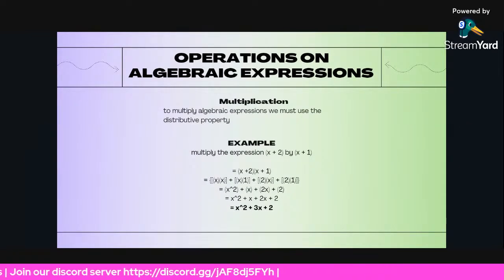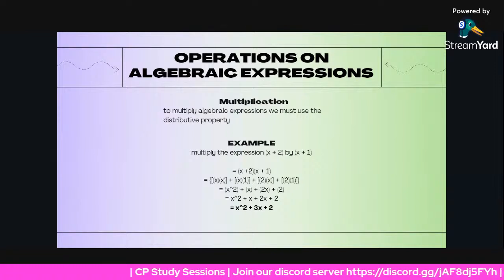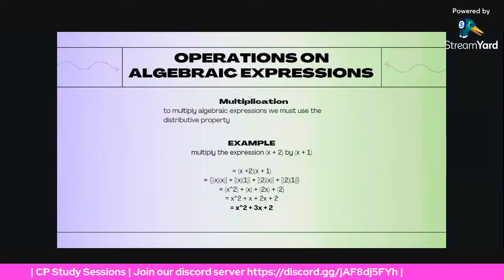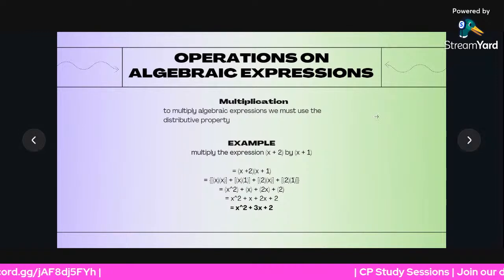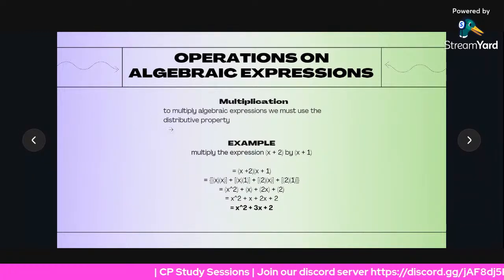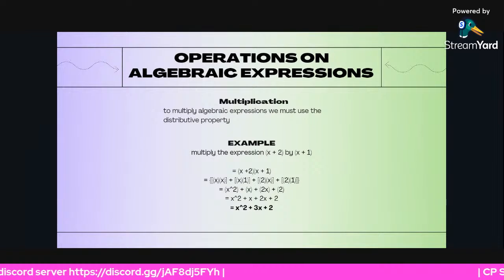So, sa multiplication naman, to multiply algebraic expressions, we must use the distributive property. So, dito, similar lang siya sa distributive property kanina. Since wala na tayong kailangang i-explain further pa dito sa pinaka-definition niya, proceed na tayo sa example. So, multiply the expression x plus 2 by x plus 1.